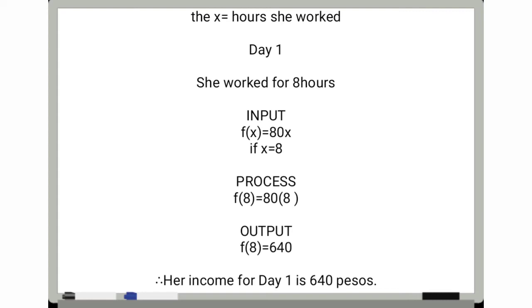In day 1, she worked for 8 hours. Our input is f of x equals 80x. If x is equal to 8, our process is f of 8 equals 80 times 8. Our output is f of 8 equals 80 times 8 equals 640. Therefore, her income for day 1 is 640 pesos.